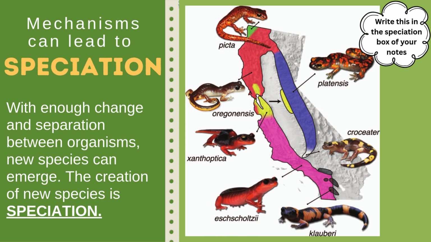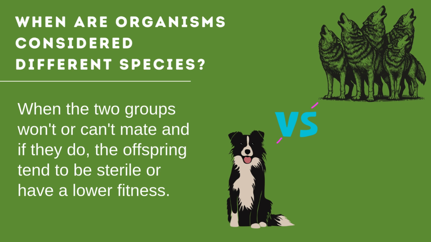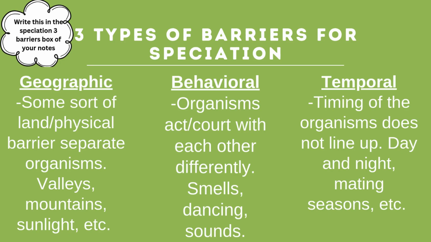Other animals, I mean, I just gave you an example. These organisms will no longer mate with each other, and if they do, they won't have viable offspring that can have their own kids. Okay, and so remember that there's 3 different barriers that can lead to speciation. We have geographic barriers, make sure you put this in your notes. So some sort of land or physical barrier separates the organisms. So examples could include valleys, mountains. We talked about that one sunlight example with the plants.